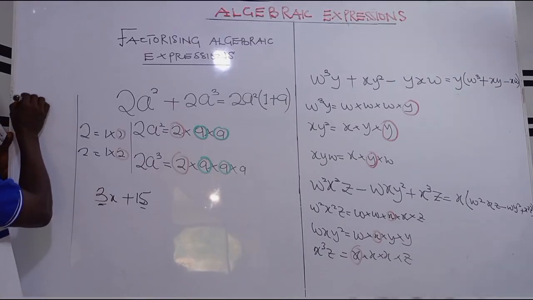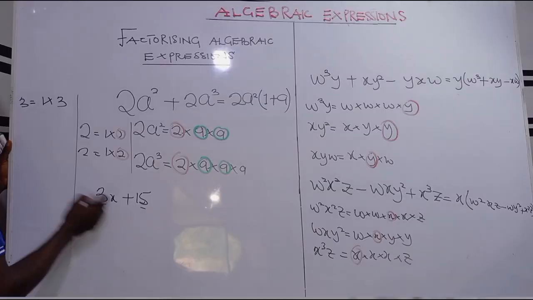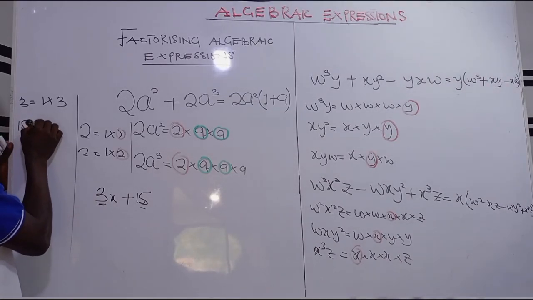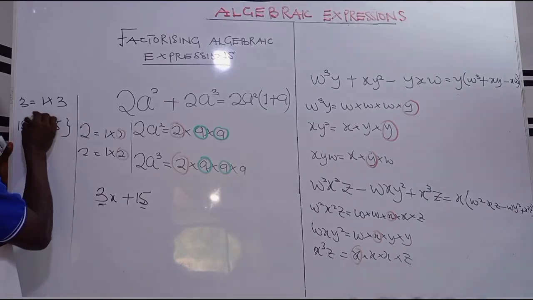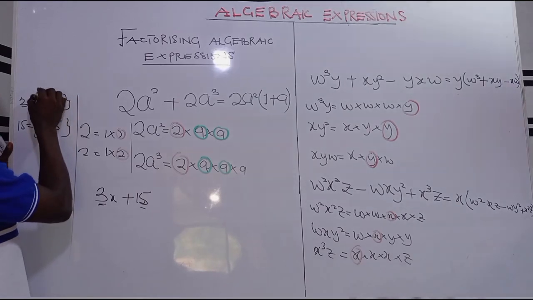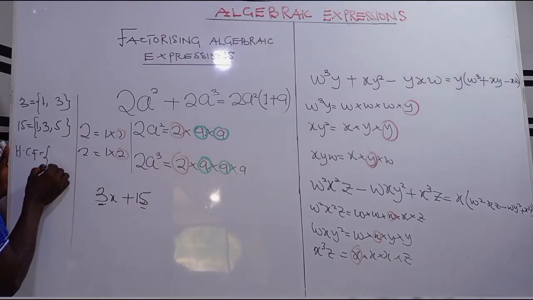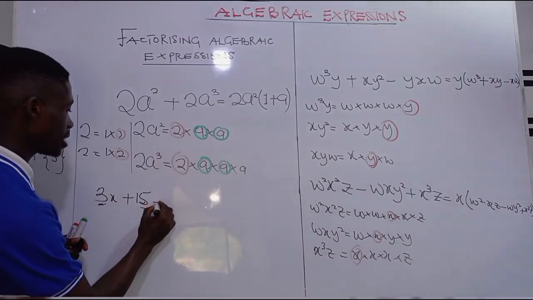So the factors of 3, we have 1 times 3. And then 15, we have 1, 3, and 5. Let's write it in this way. So the highest common factor, HCF, we have what? 3. So this is the highest common factor. So we write it down.